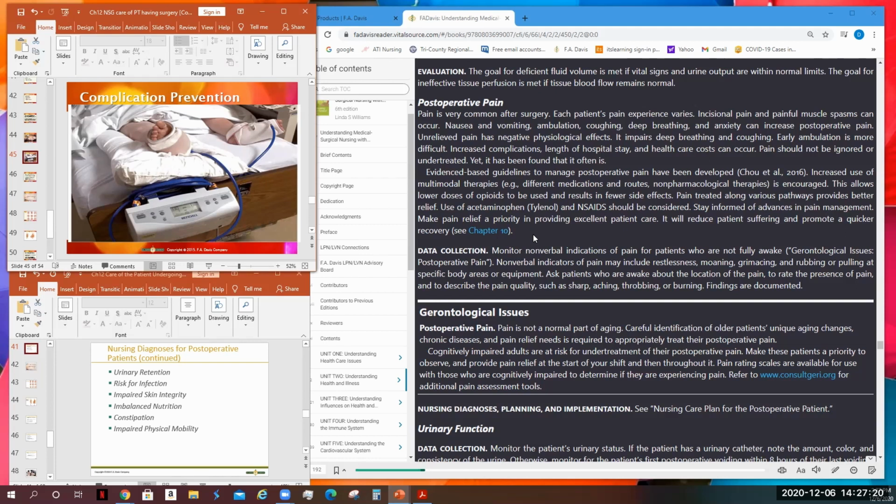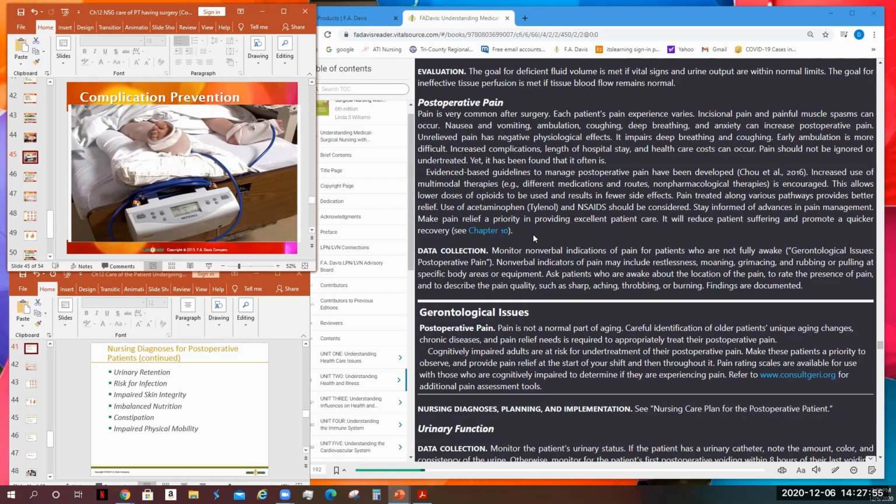Evidence-based guidelines to manage postoperative pain have been developed. Increased use of multimodal therapies, for example, different medications and routes, non-pharmacological therapies, is encouraged. This allows lower doses of opioids to be used and results in fewer side effects. Pain treated along various pathways provides better relief. The use of acetaminophen or Tylenol and NSAIDs should be considered.